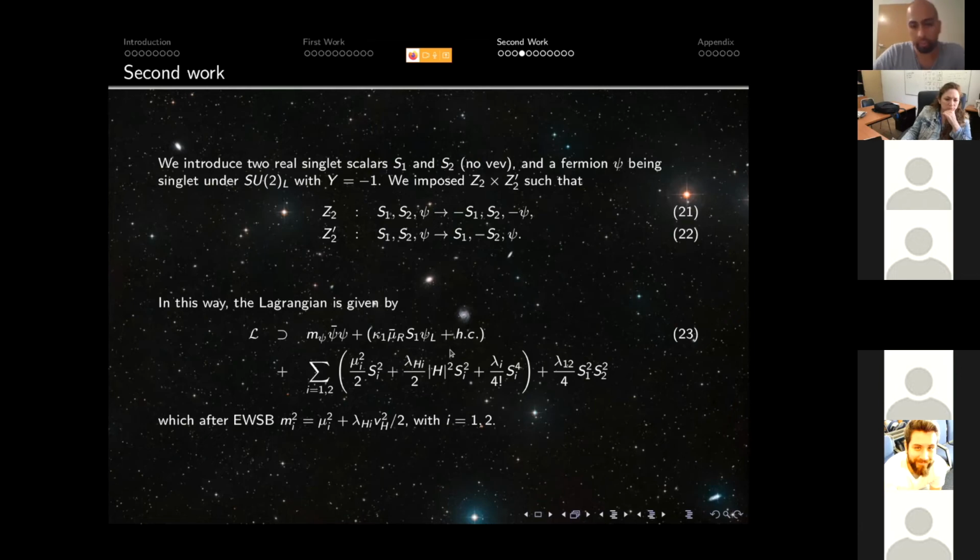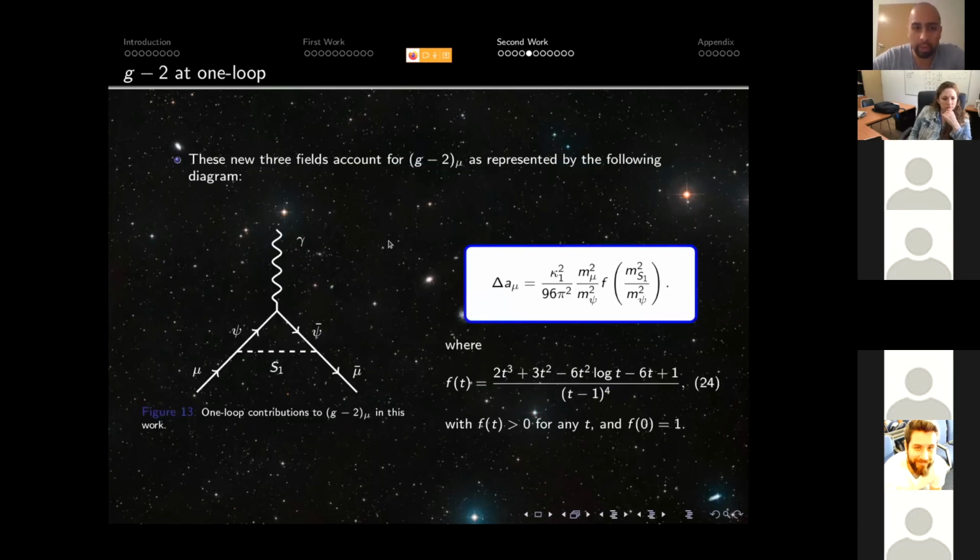So what we expect at one loop level is this diagram, which gives you the contribution at the theory level in order to be closer to the experiment value. And as you can see now, we have the fermion, the vector-like lepton, running in the loop, and S1, only the first scalar, also in the loop.